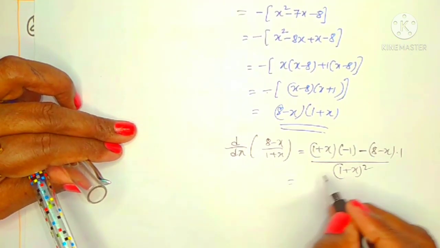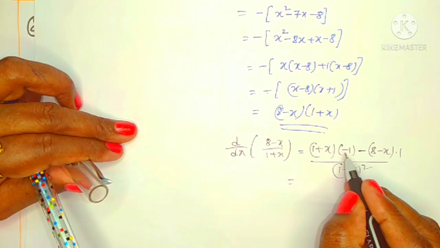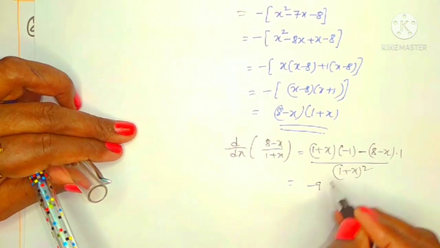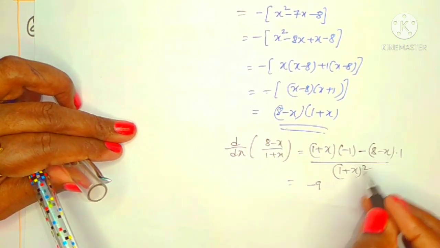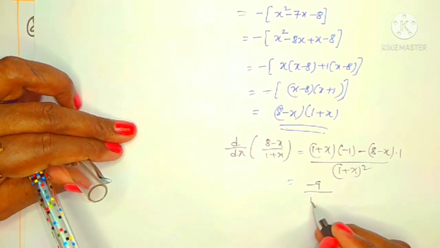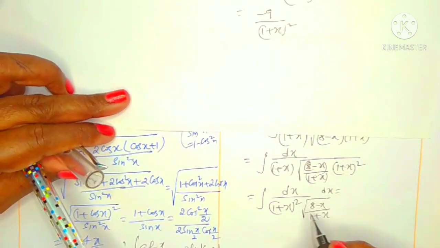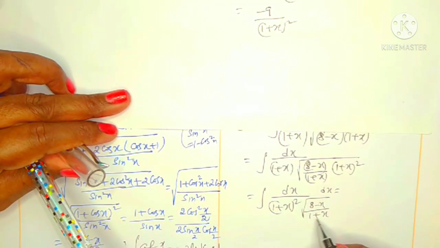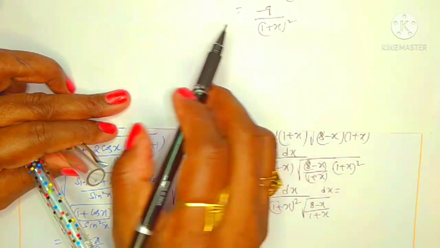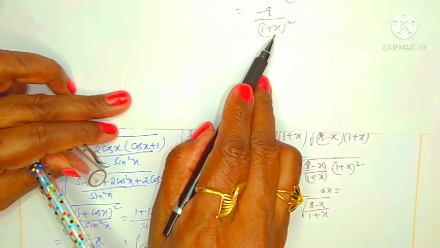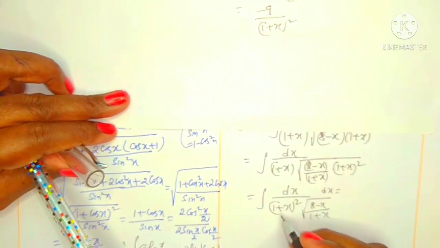This is a simplification. Again, you can take 1 into minus 1 minus 8 is minus 9. Minus x and plus x get cancelled. It is 1 plus x whole square only. So what is the derivative of 8 minus x by 1 plus x? Minus 9 by 1 plus x whole square. Is there minus 9 here?